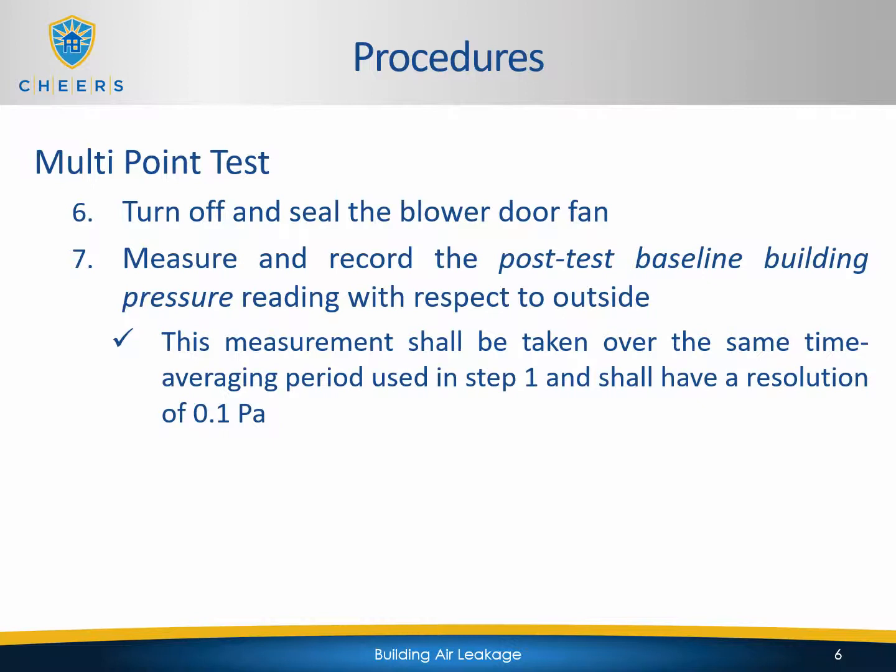Then you're going to turn off and seal the blower door fan, and you're going to measure and record the post-test baseline building pressure reading with respect to the outside. This measurement shall be taken over the same time averaging period used in step 1 and shall have a resolution of 0.1 pascals. In step 1, we talked about the time averaging period having to be at least 10 seconds. Whatever time averaging period you used in that step, you have to use the same one in this step. If it was 10 seconds during step 1, it's going to be 10 seconds again during step 7. Regardless of what it is, they have to match.